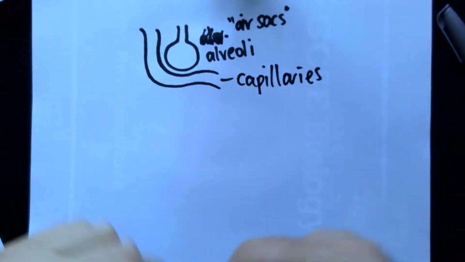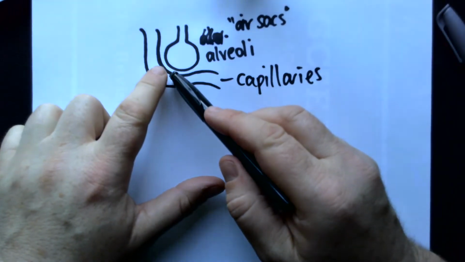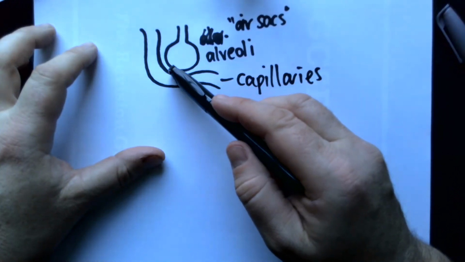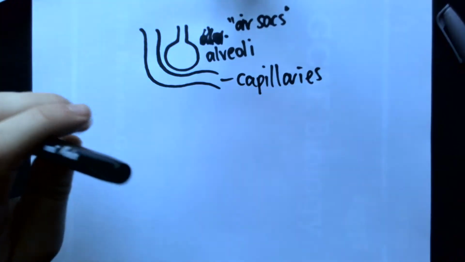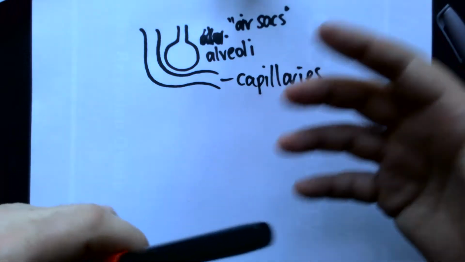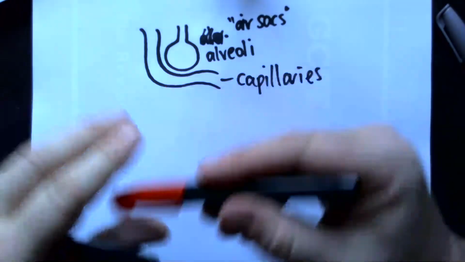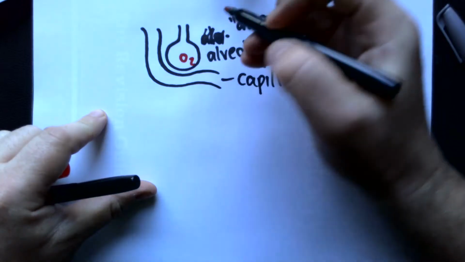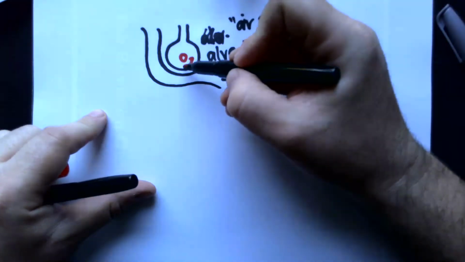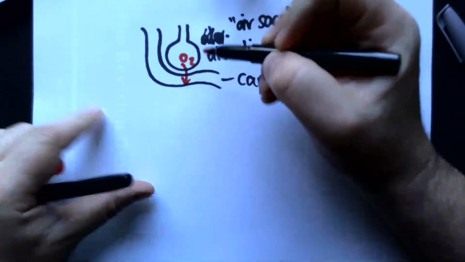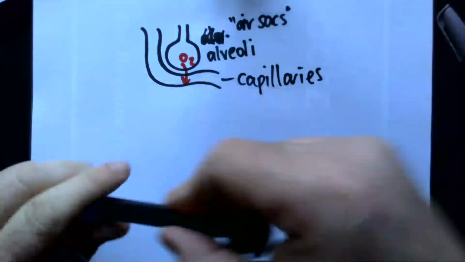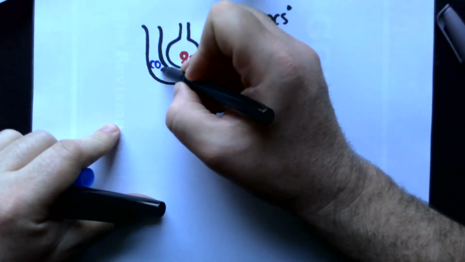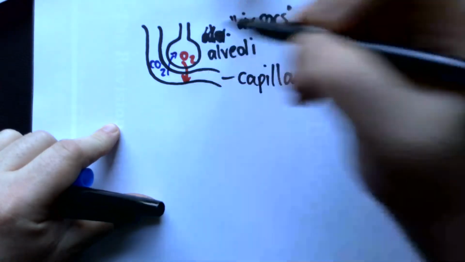And what happens is the thickness of the walls of the capillary and the walls of the alveoli are very thin. And so you've got gas being exchanged across these gaps. So we've got oxygen going from the air sacs into the blood. But the other way, you've got CO2 going from the blood back into the air sacs.